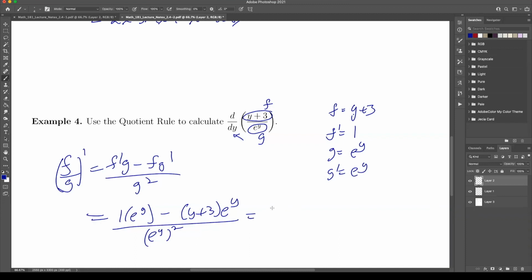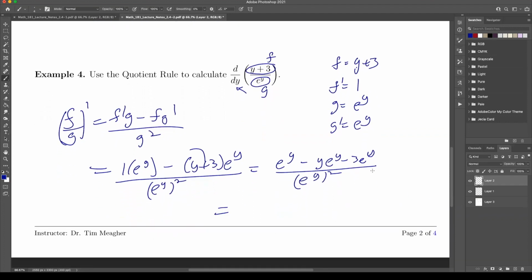We simplify this out. I'll have e to the y minus y e to the y. The minus filters in here, so it'll be minus 3 e to the y, all over e to the y squared. And then here we can do one more step to make our life slightly easier. You can get rid of one of the e to the y. So this should just be 1 minus y minus 3 all over e to the y. Okay.